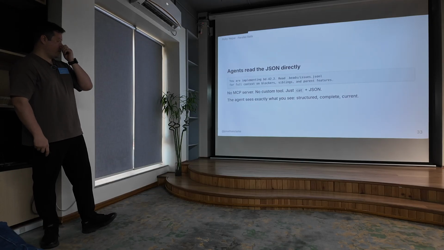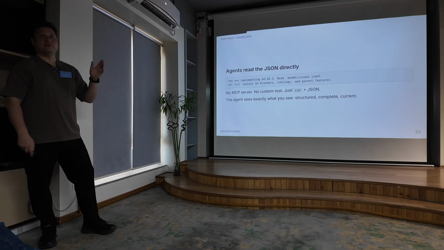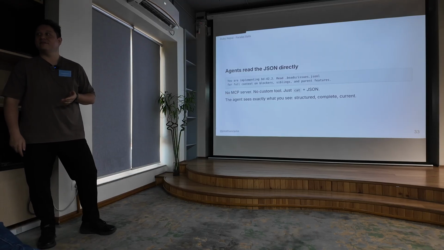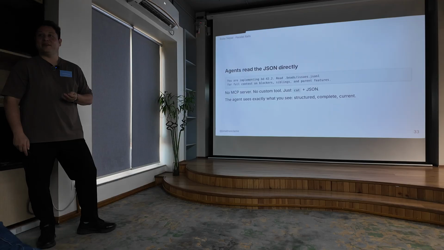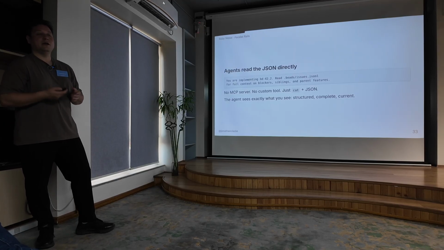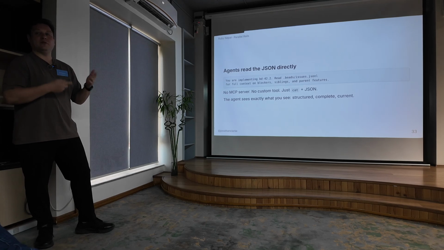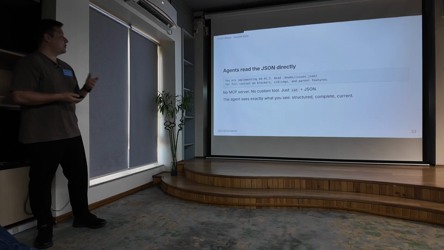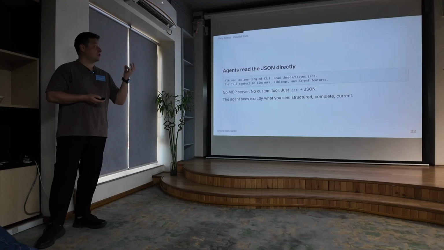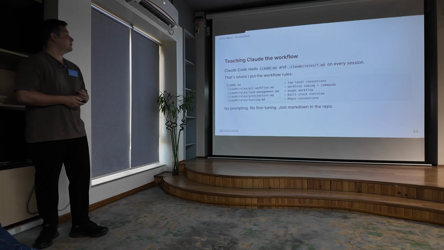So agents read the JSON directly, so they can read the issues directly. Do not, for the love of God, use MCP servers. They are terrible, and they will eat your credits, eat your tokens every step of the way. If you can use a CLI, it's more specific. It'll get you what you want back faster. The agent sees what you see: structured, complete, current information on the work it needs to do.